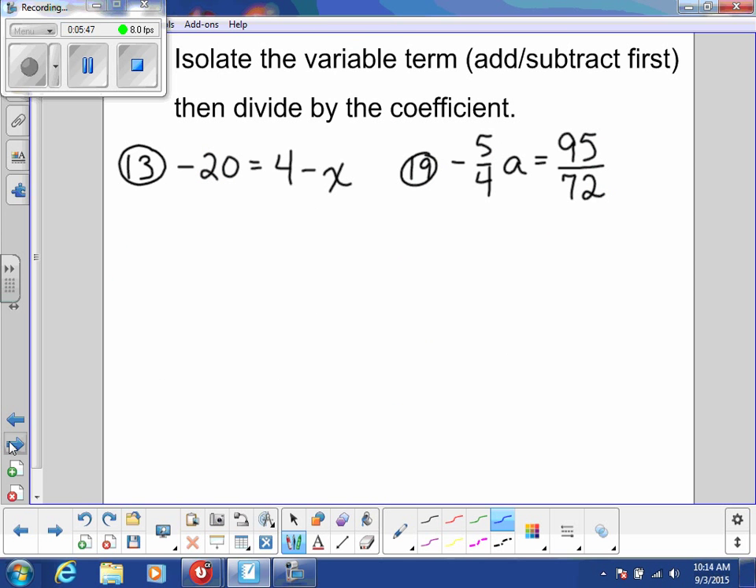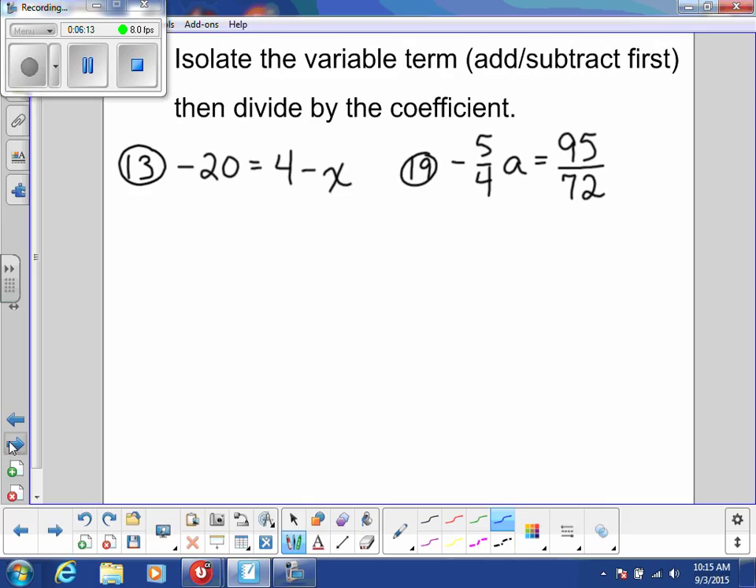When you solve equations, the two steps for these kinds of equations that we're doing on this page are to isolate your variable term. That means you'll add or subtract first, then divide by the coefficient for your last step. I'm not going to do all of them. I'm going to start with number 13 because it has a special situation I want you to remember.